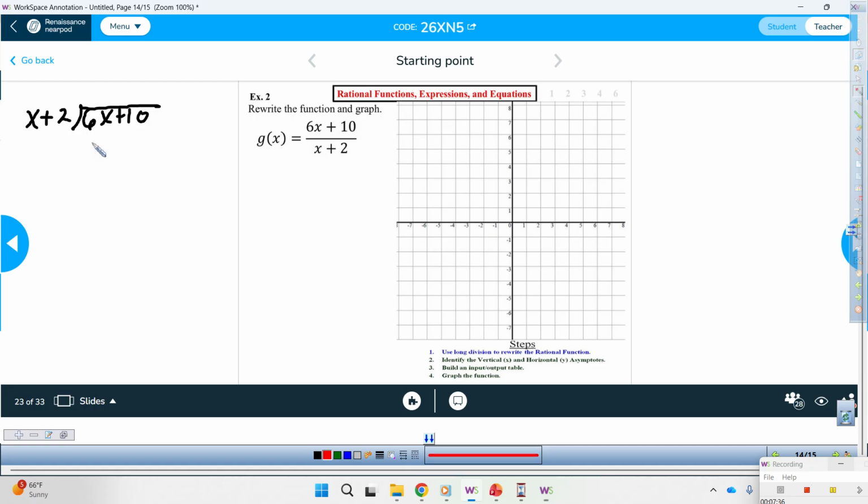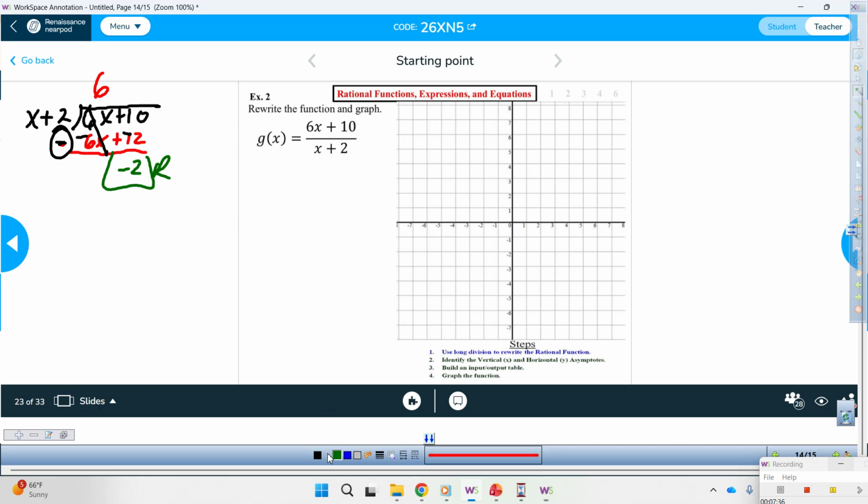What number times x gives us 6x, Natalia? 6, okay, 6 times x is 6x, 6 times 2 is 12. Subtract. Some of you keep skipping this step, I don't know why. You circle that, distribute that here and here. This cancels. So, negative 12 plus 10, that's negative 2. Hands if you got it right there.